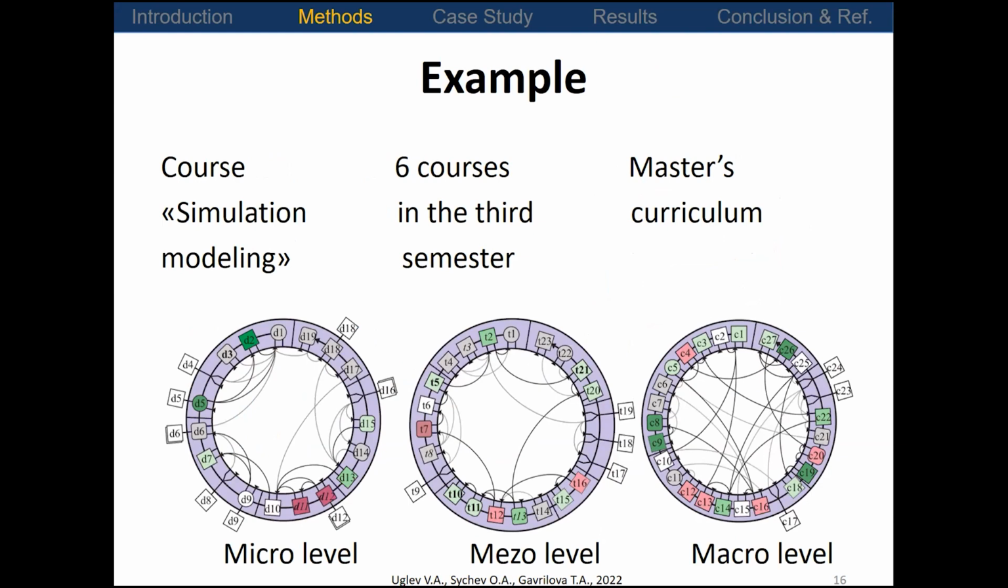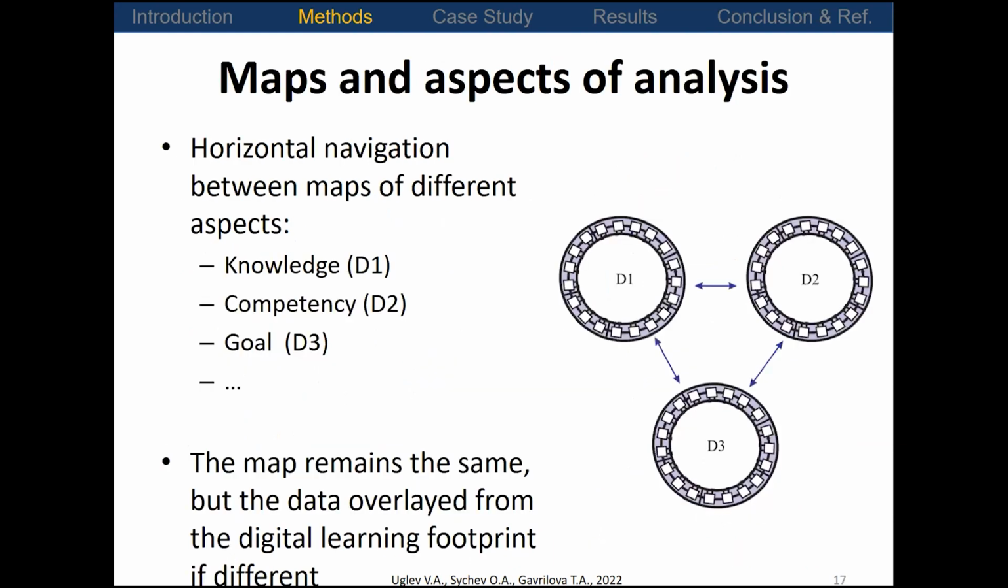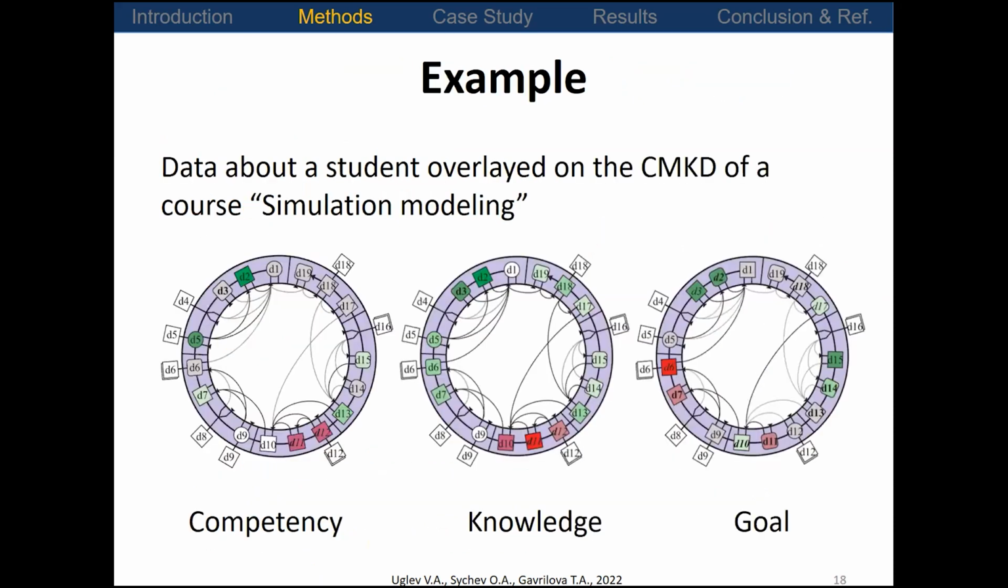For horizontal navigation between maps, it is necessary to switch between aspects of analysis. At the same time, the map remains unchanged, but various data from the digital education footprint are overlaid on it. As an example, the data of the visualization are taken, which are superimposed on the CMKD of the discipline simulation modeling. The map is shown on the left in the competence aspect, in the center the knowledge aspect, and on the right the goals aspect.